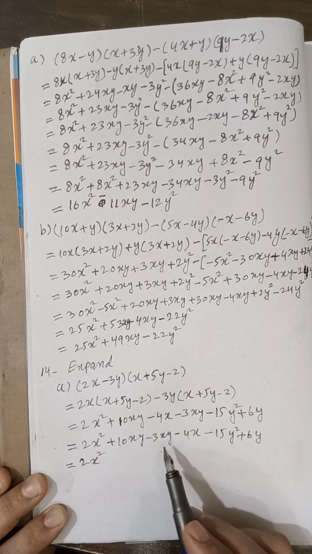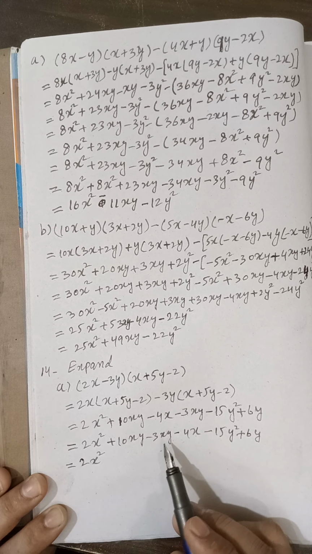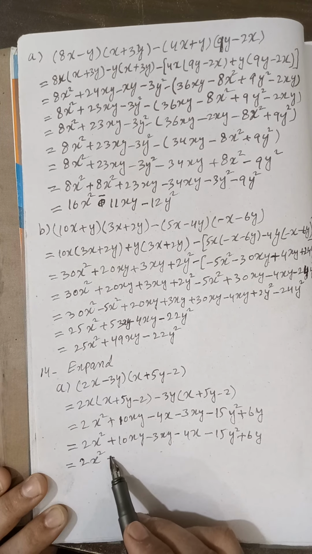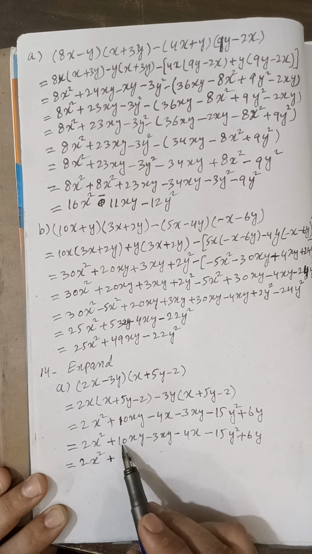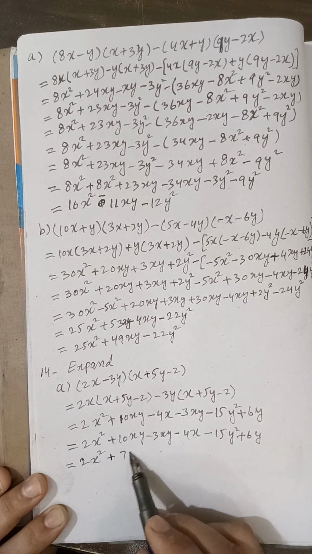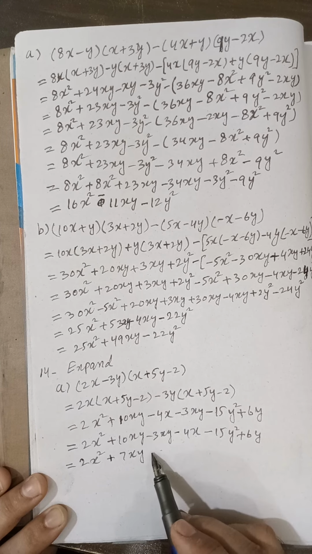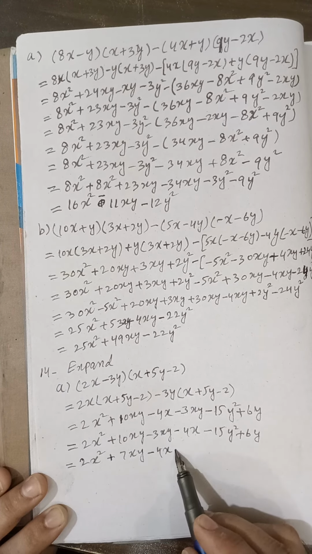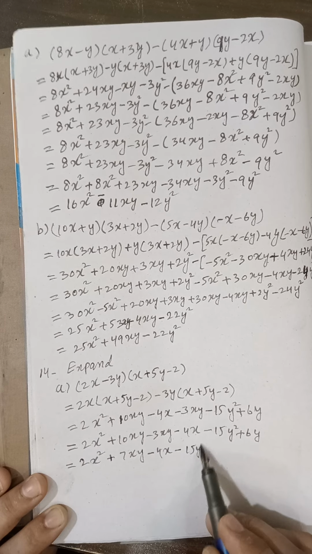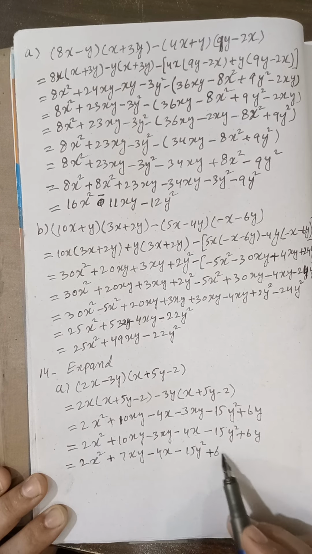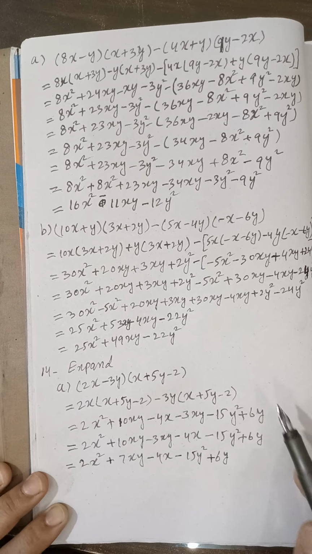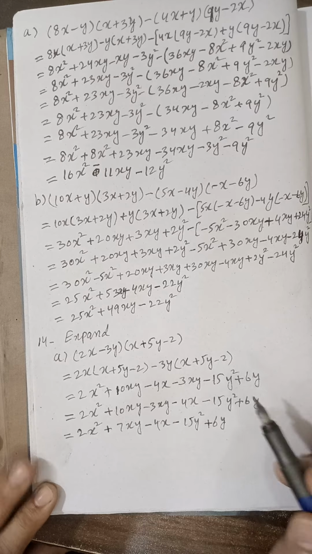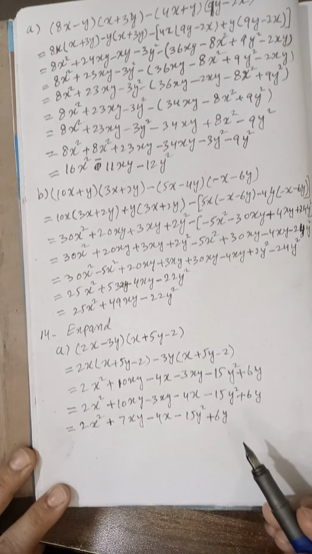This is plus 10xy, this is minus 3xy. The terms are the same but carry different signs. So you will write the sign of the bigger term and remove 3 from 10. The answer is 7. Then minus 4x is not matching any terms. Minus 15y square is not matching, and 6y also doesn't match with any term. So I have written them.